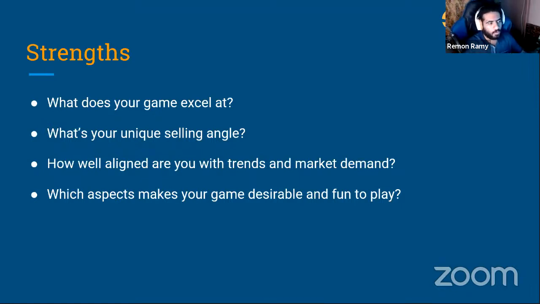Right. Again, the last point would be, which aspects make your game desirable and fun to play? This is somewhat of a very important focus on selling points as well. What will make your game fun? What will make me as a player want to play your game and enjoy it? You might be really passionate about an idea for a game, but your gameplay is not interesting enough to attract a significant player base, for example.